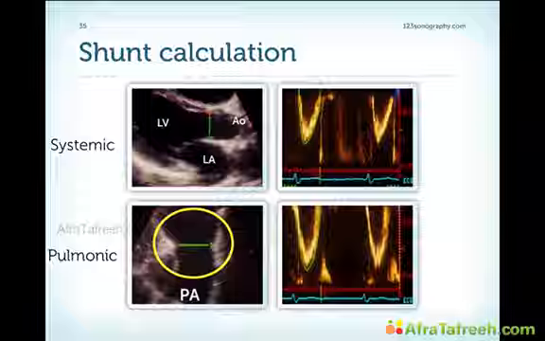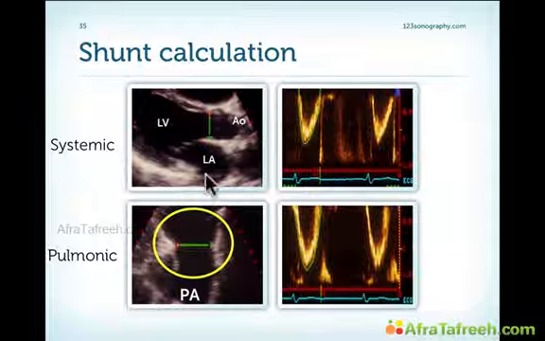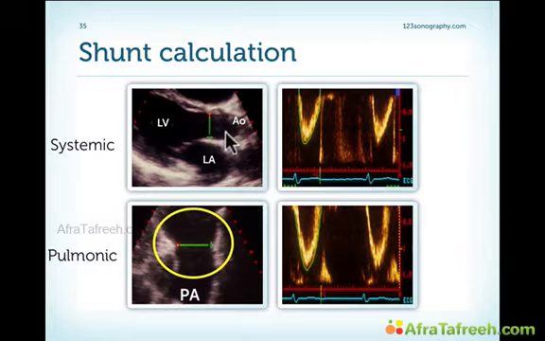We could also calculate a shunt ratio, the ratio between pulmonary and systemic flow. This is shown in these images here. We measure the systemic flow either in the left ventricular outflow tract or at the valve level by measuring the diameter and calculating the cross-sectional area in this part of the heart here.